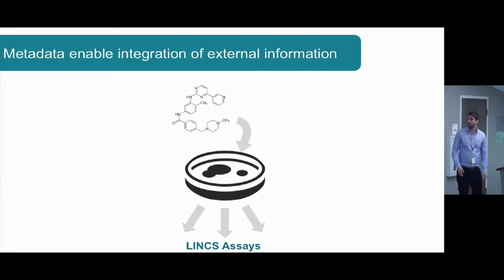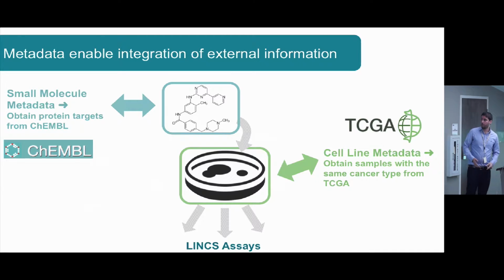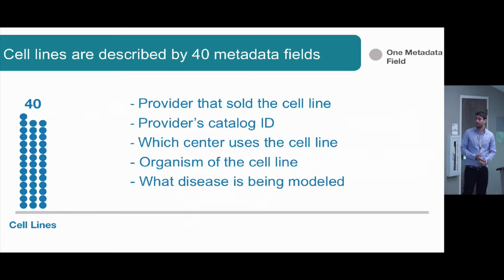And here is another example. This is the typical links model. You have a small molecule here, and you have a system that you are going to perturb. So if you have metadata for the small molecule, you can go with annotations. You can go back to ChEMBL and find all the protein targets of the small molecule. If you know what the cell line is, what cancer cell type it is, and other stuff, you can go to TCGA and get patient samples from the same cancer type, and then do your analysis. So that's why we need to capture a lot of metadata.